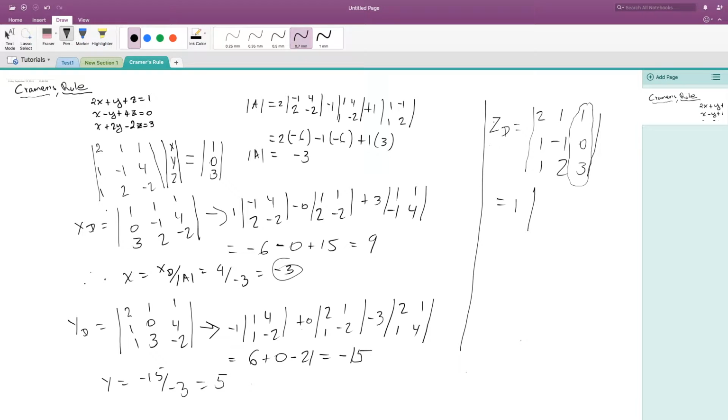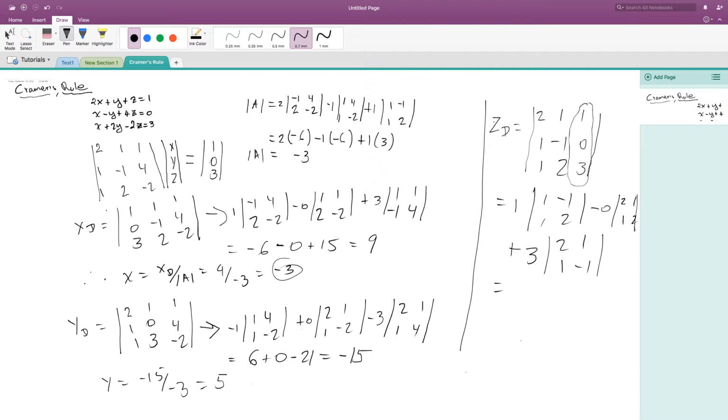So 1 here. If I'm going to use this one, then I'm going to use these two. So 1, 1, -1, 2, and then which will be -0, and I'm going to put 2, 1, 2, 1, 1, 2, plus 3, and these two, so 2, 1, 1, -1.